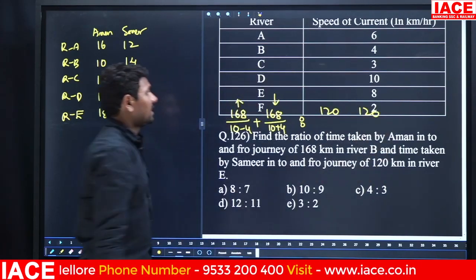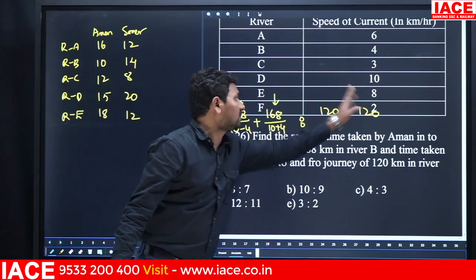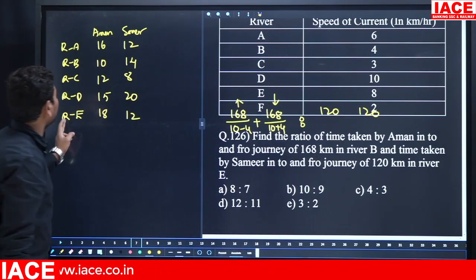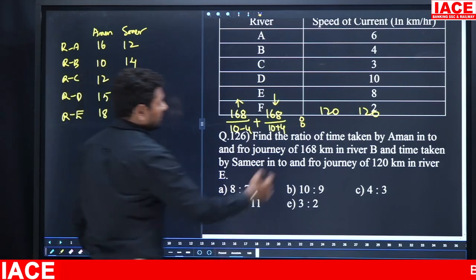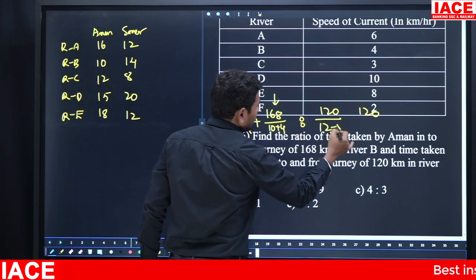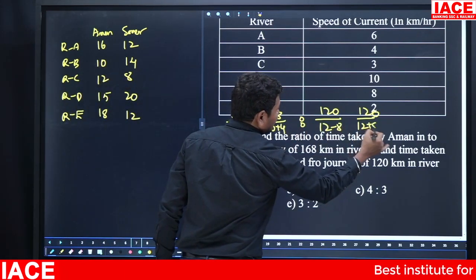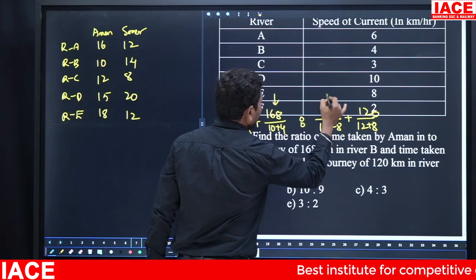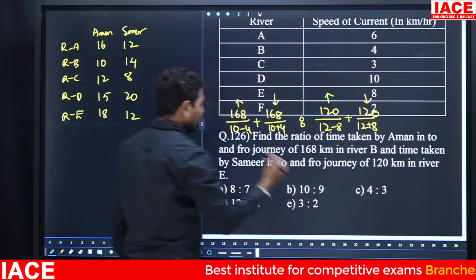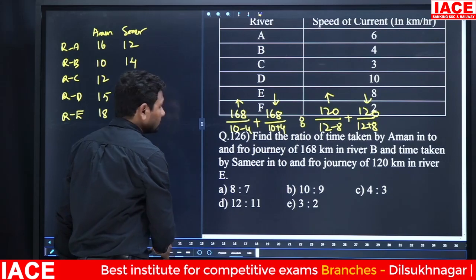120 kilometers in river E. River E speed is 8. Samir is 12. Then 12 minus 8 and 12 plus 8. This is upstream and this is downstream. Cancel the terms to get the answer.